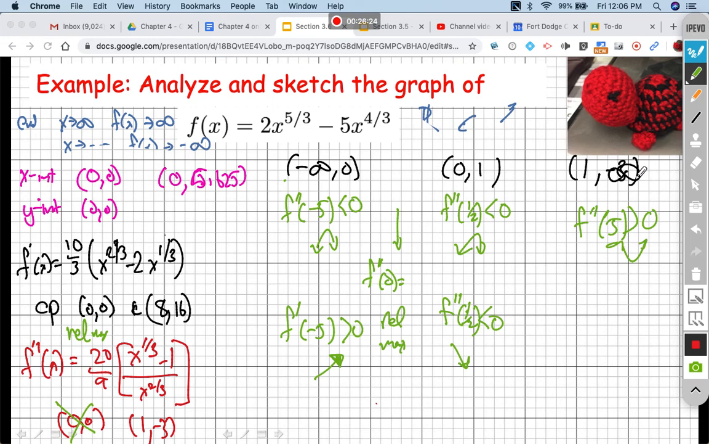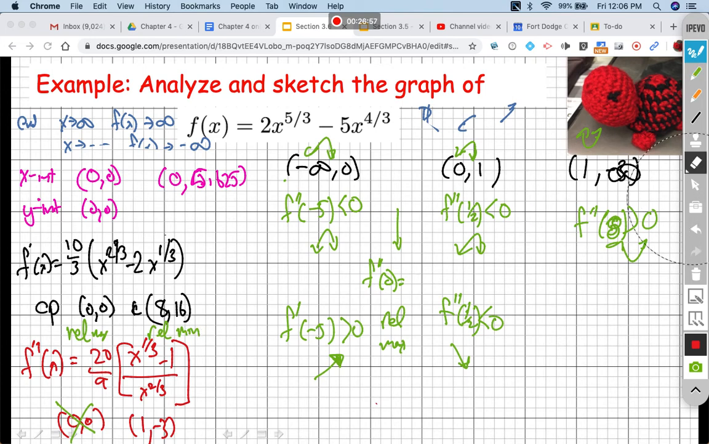So we put all of this together. This is up, this is down, this is down. Oh, we should have checked at 8. At 8, the same thing's going to fly, though. 8 to the 1/3 is going to be 2, 2 minus 1 is 1, so this is positive. So this is concave up again. This is a relative minimum.